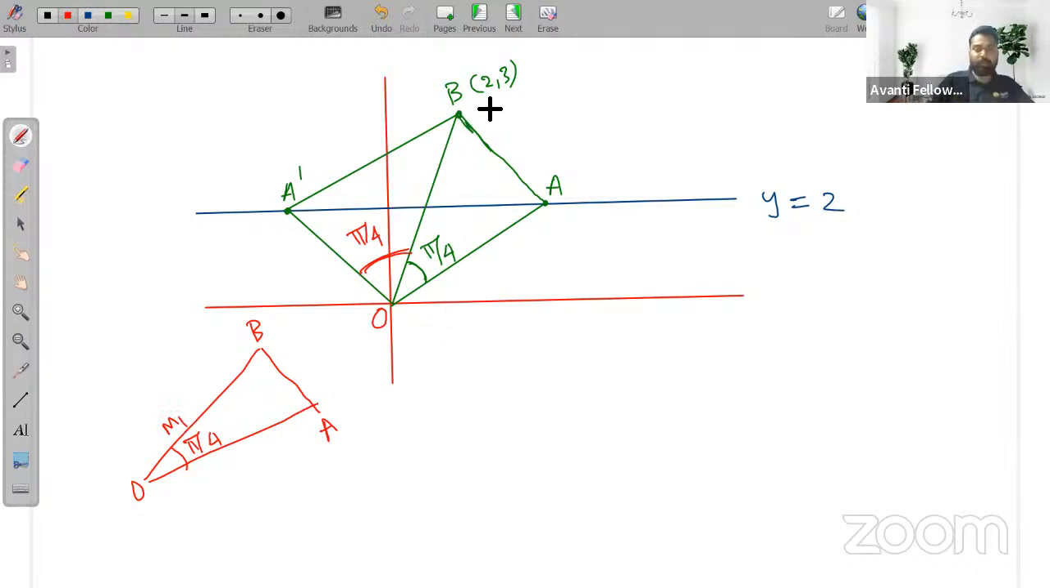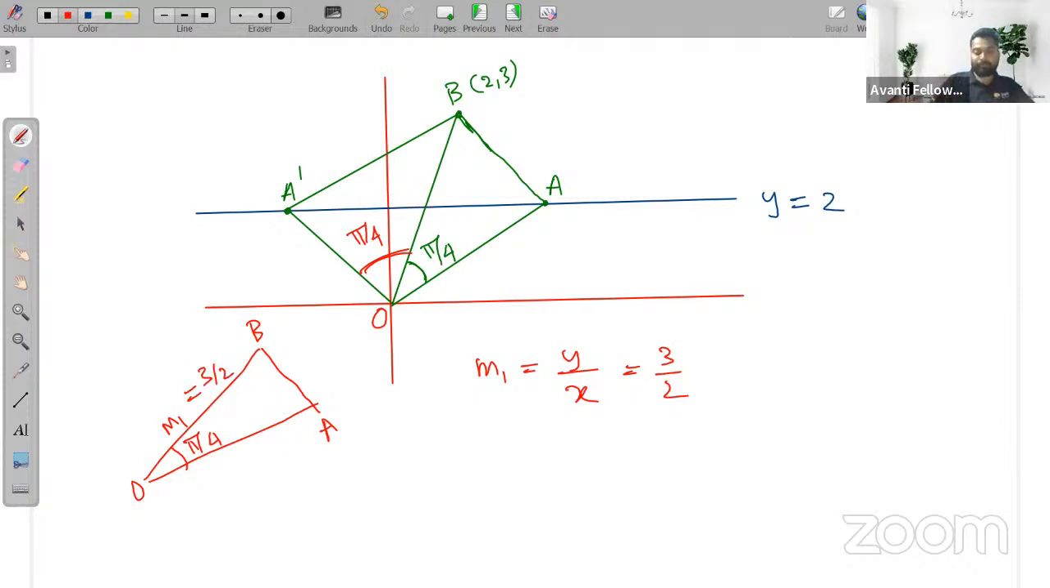So how can you solve? This is the line which originates from origin, so M1 will be y upon x. What is y here? That is 3 upon 2. So M1 becomes 3 upon 2.